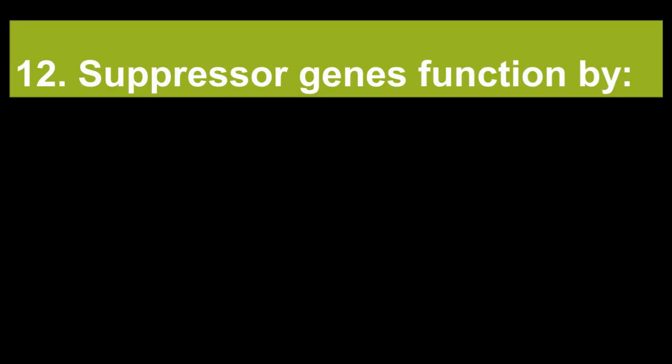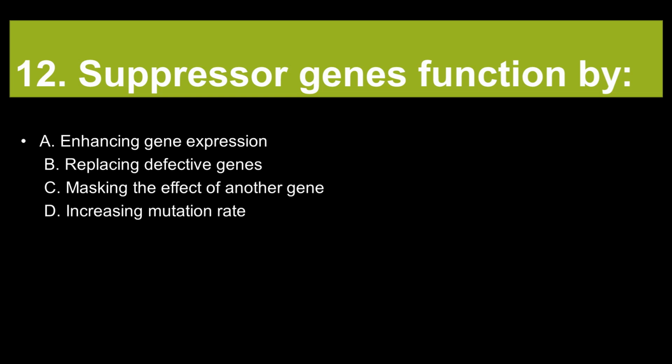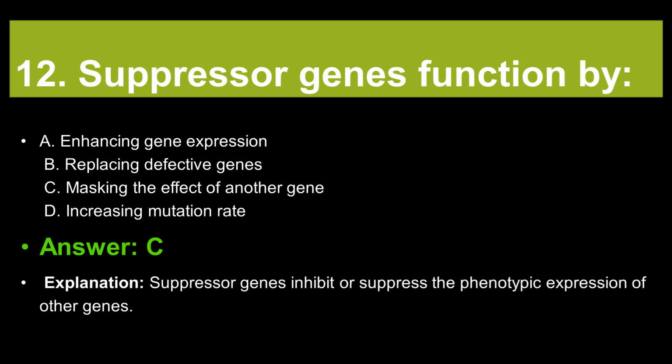Question 12. Suppressor genes function by: A. Enhancing gene expression. B. Replacing defective genes. C. Masking the effect of another gene. D. Increasing mutation rate. Answer: C. Explanation. Suppressor genes inhibit or suppress the phenotypic expression of other genes.